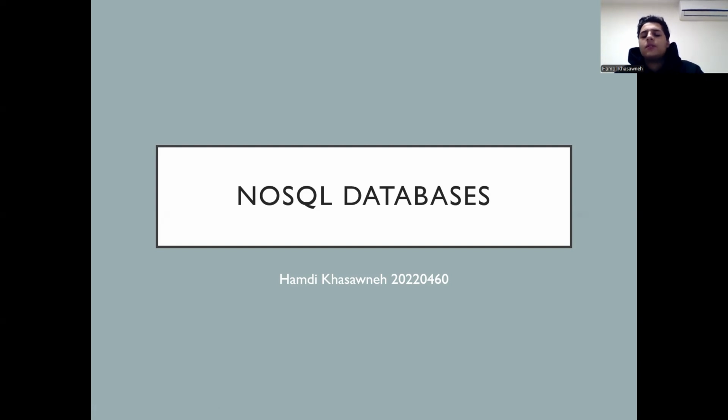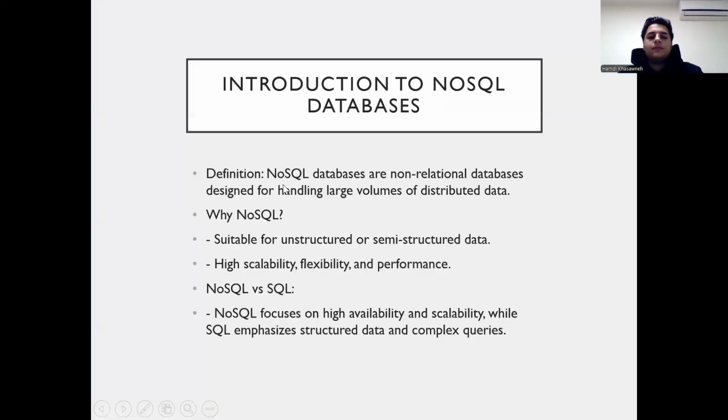We'll cover four major types. First, document-oriented. Secondly, key value. Third, columnar. And finally, graph databases. Each has unique strengths and is optimized for specific use cases. And by the end of this video, hopefully you'll have a solid understanding of what NoSQL databases are and why they are used. Now let's start with a brief introduction about NoSQL databases.